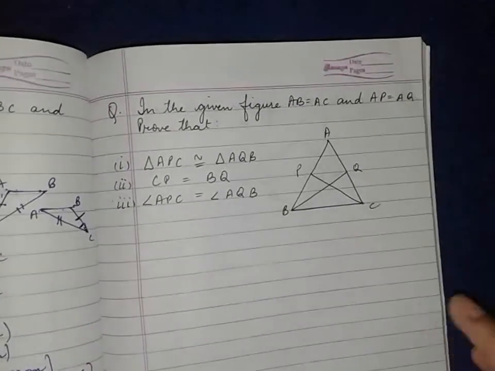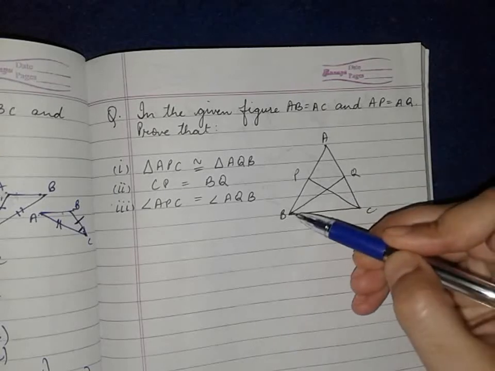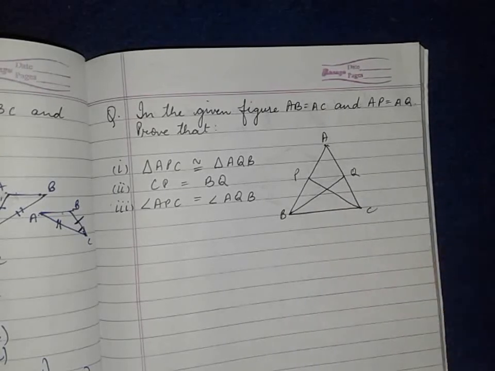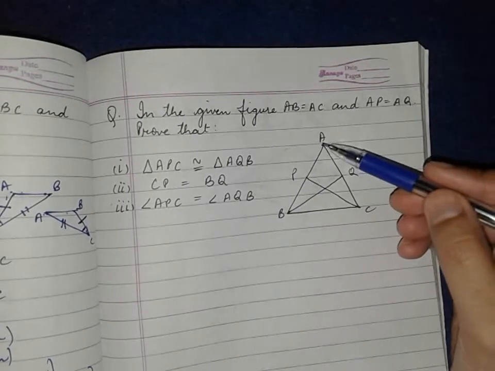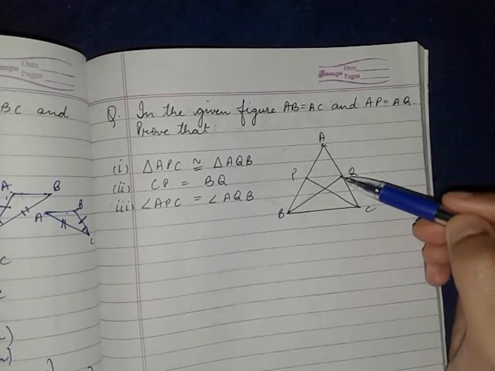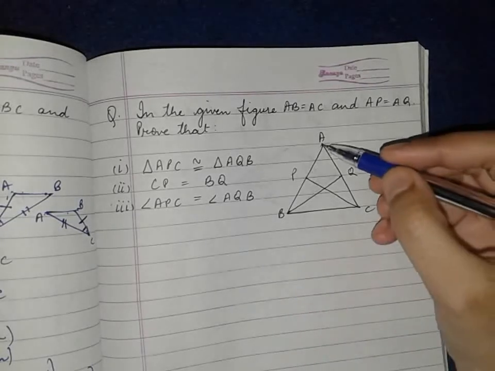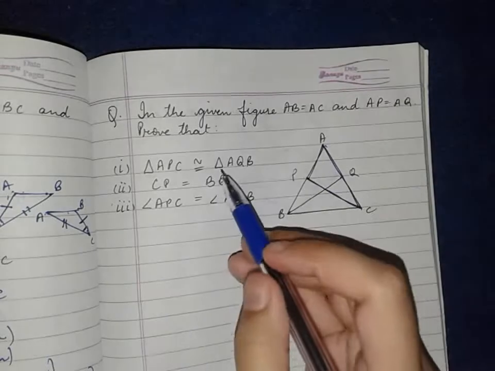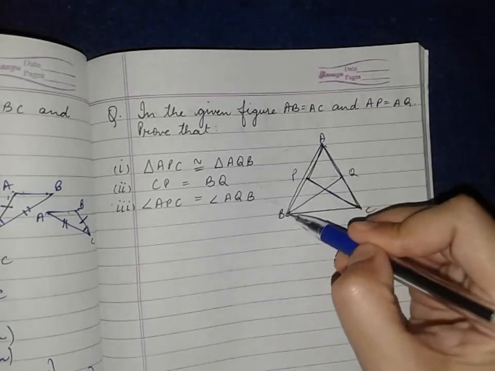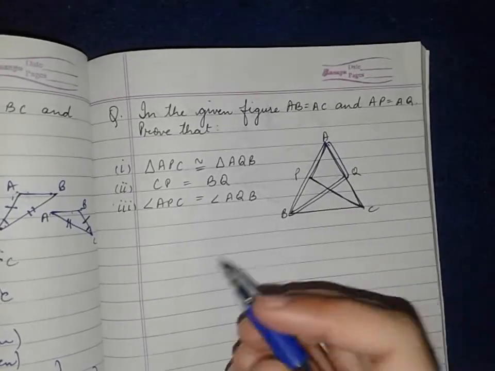See one more question. In the given figure, AB is equal to AC. This complete AB is equal to AC and AP is equal to AQ. Prove that triangle APC, triangles are already given. APC means this triangle we have to see, and AQB means this triangle we have to see. These are the two triangles to be seen.